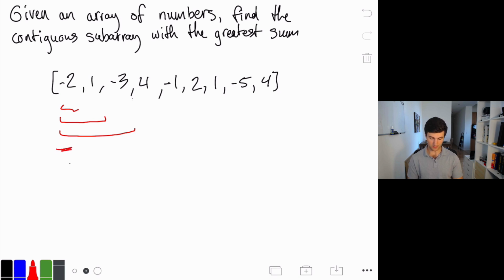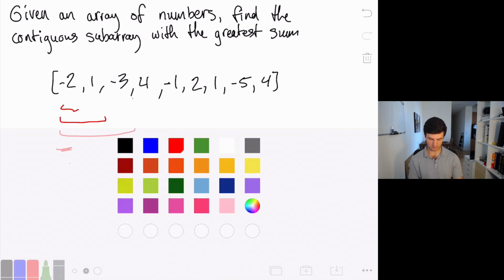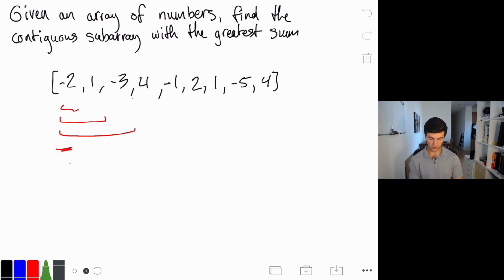We may, though, have something that starts with the 1, and I'll do this in green instead. We may have something that starts here, because this is going to be positive. And so we could have something that starts here, but we're never going to have anything that includes these first 2. Let me do that in red again as well. We're never going to have anything that includes the 1 and -3, because that's also going to negate our total.